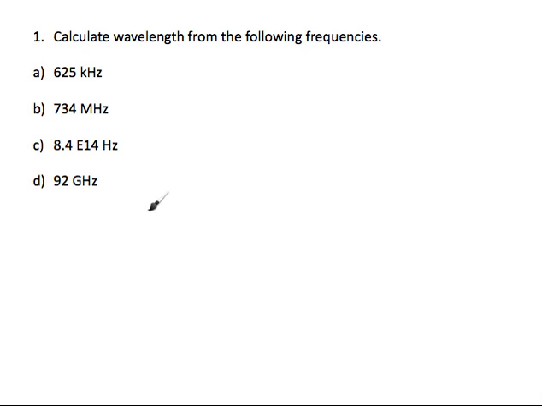Now for problem 3, we have 8.4 times 10 to the 14. So E14 is 10 to the 14 hertz. So we don't need to convert the units here because it's already in the correct units, which is hertz. The E14 is scientific notation, how it's written sometimes. So we can just write 10 to the 14.